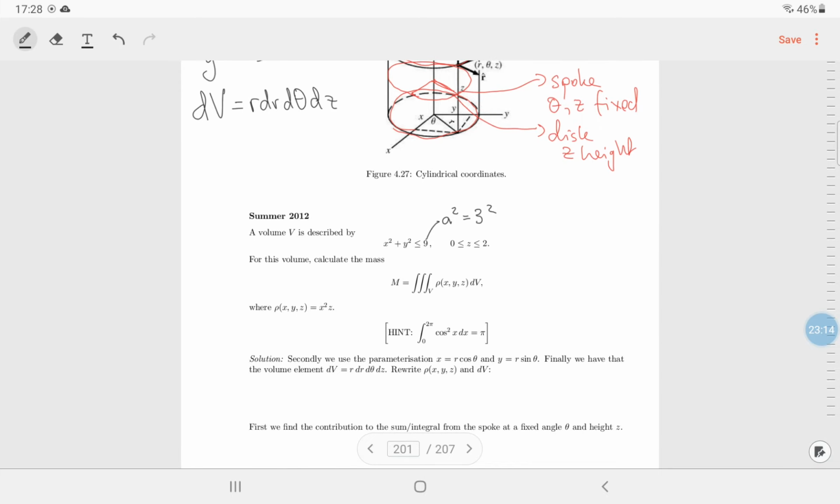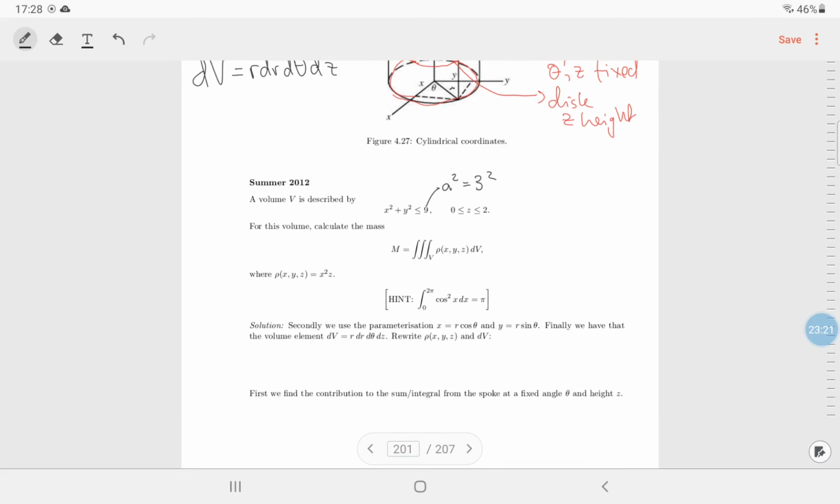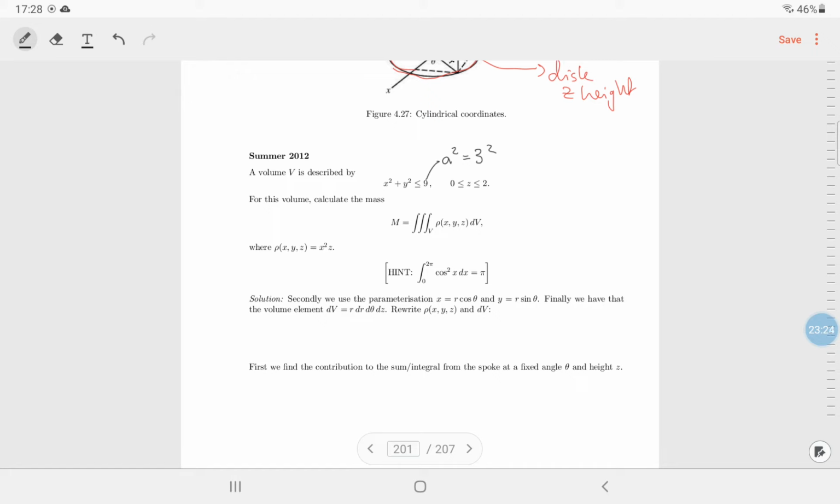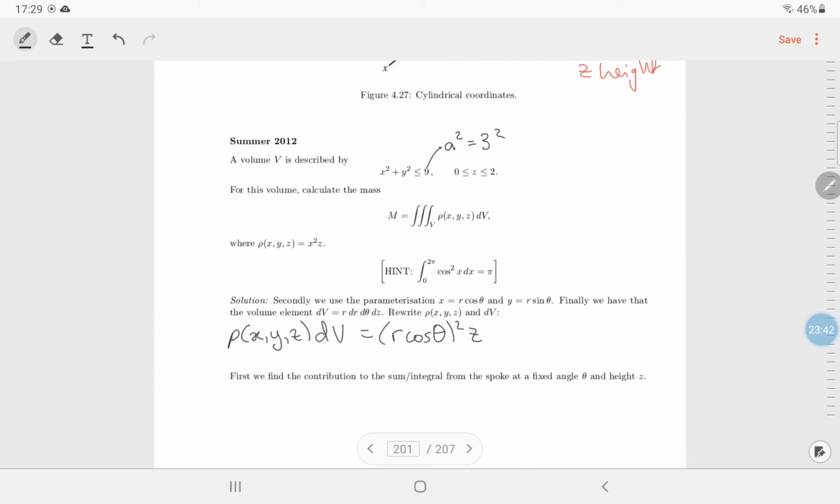So as we said before, we use the parameterization. X is r cos theta, y is r sin theta, and the volume element is given like that. So I'm just going to rewrite the thing we're adding up. So we're adding up rho(x, y, z) dV. So rho(x, y, z), that's the density at any point, is x squared z. So that's (r cos theta) squared z, and dV is r dr d theta dz, and that's what we're adding up.